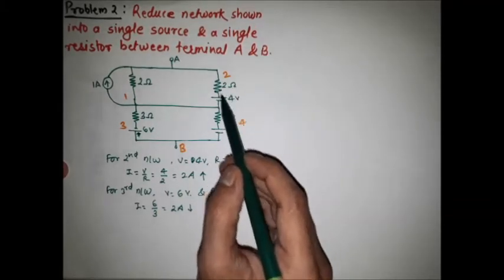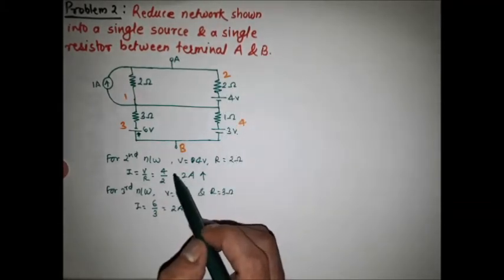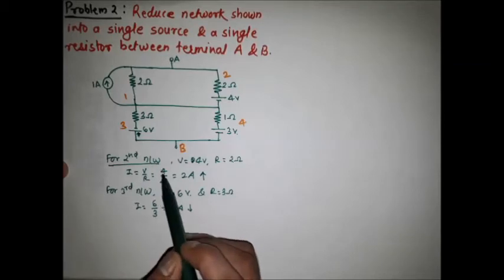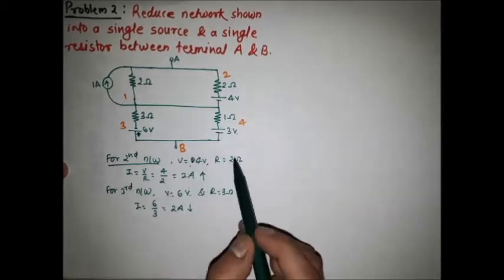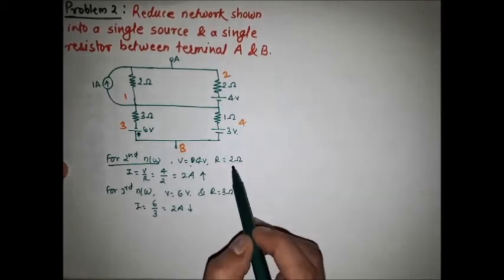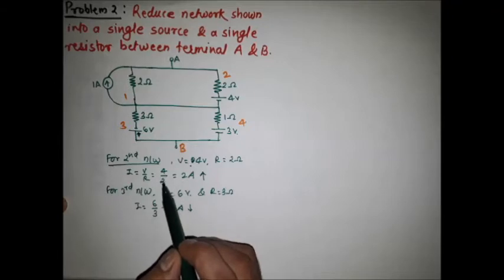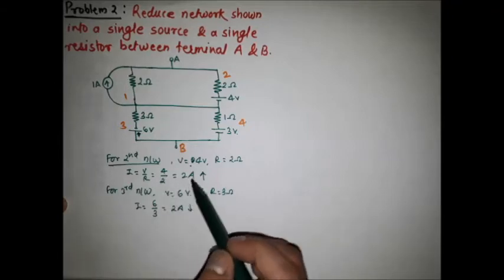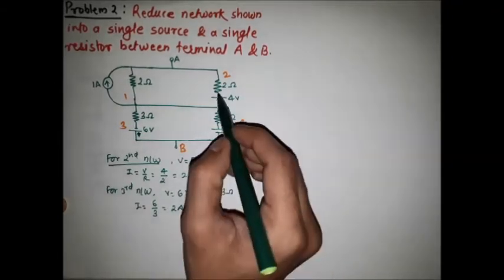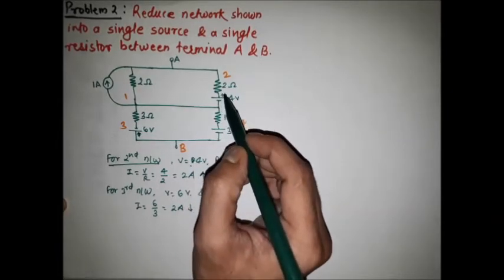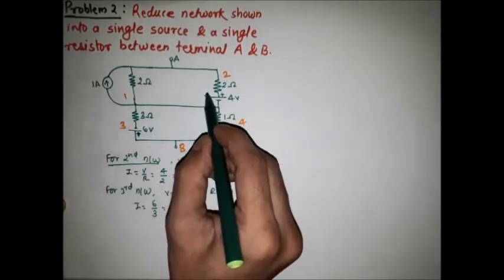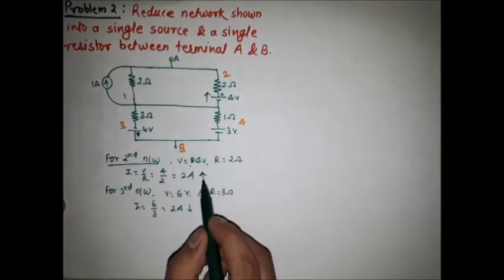We are replacing these voltage sources with current sources. So for the second network, V is equal to 4 volt and R is equal to 2 ohm. So I is equal to V upon R, which is 4 divided by 2, equal to 2 ampere, and the direction is upward because the positive terminal is at the higher level. So the direction will be like this for the current. So we have considered like this.